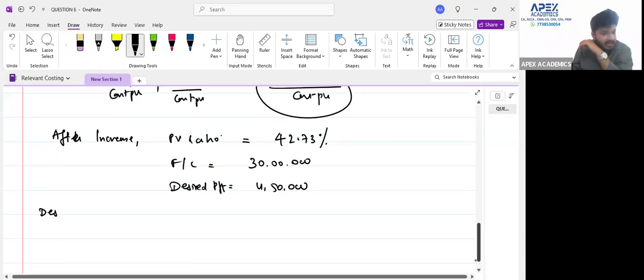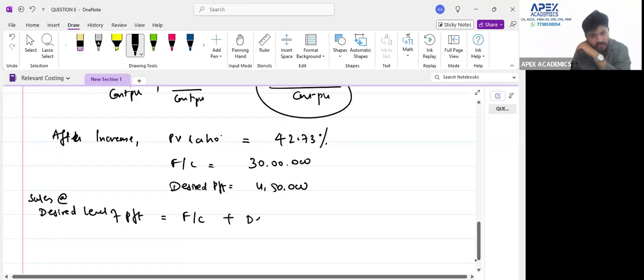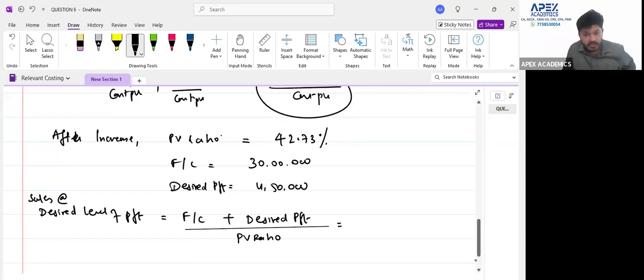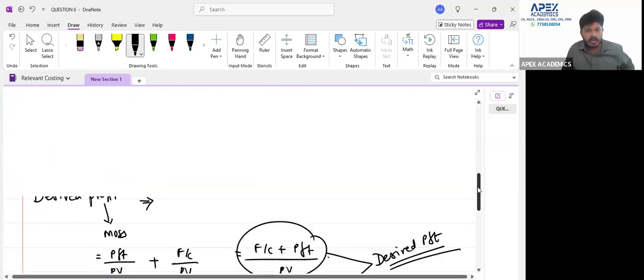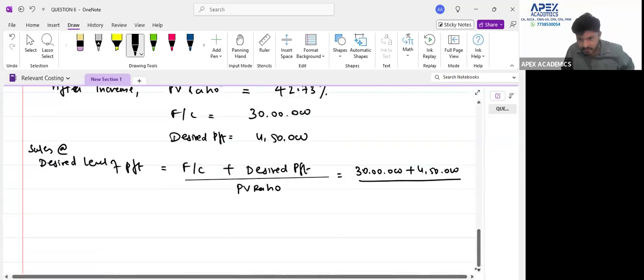Now, desired sales at desired level of profit. What I'm saying is, sales at desired level of profit is equal to fixed cost plus desired profit, divided by PV ratio. Why? Because they are asking us sales, not sales units. What is your fixed cost? What is your desired profit? What is your PV ratio? Sir, PV ratio we have calculated over here, 42.73%. So we are looking at 34,50,000 divided by 42.73%.